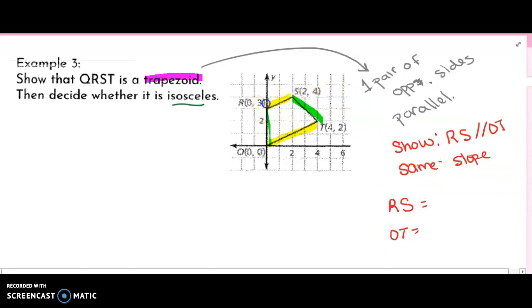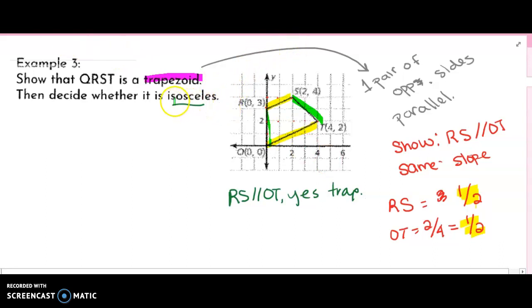So RS, I'm just going to count up 1 over 1, 2. Oops, up 1 over 2. Okay, and then QT is up 1, 2 over 1, 2, 3, 4. So 2/4, which simplifies to 1/2. Okay, so 1/2 and 1/2. So these are the same, or they have the same slope anyways. And so because they have the same slope, I can say that RS is parallel to QT. So yes, it is a trapezoid.